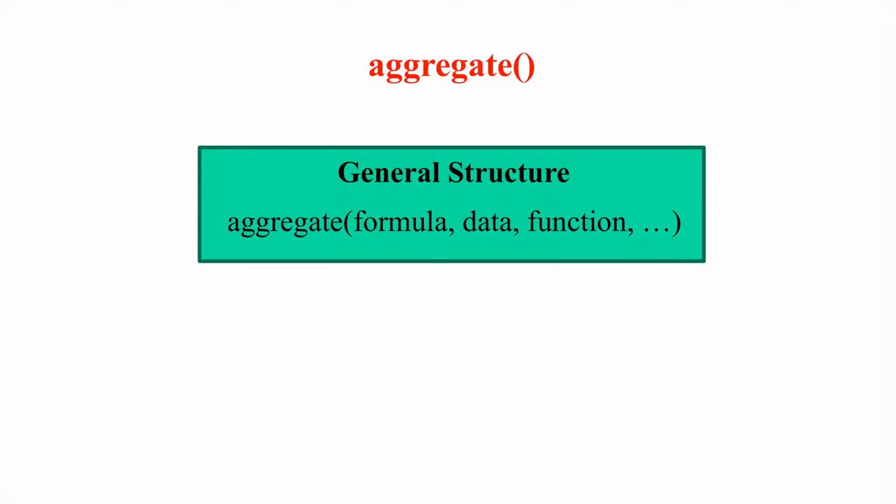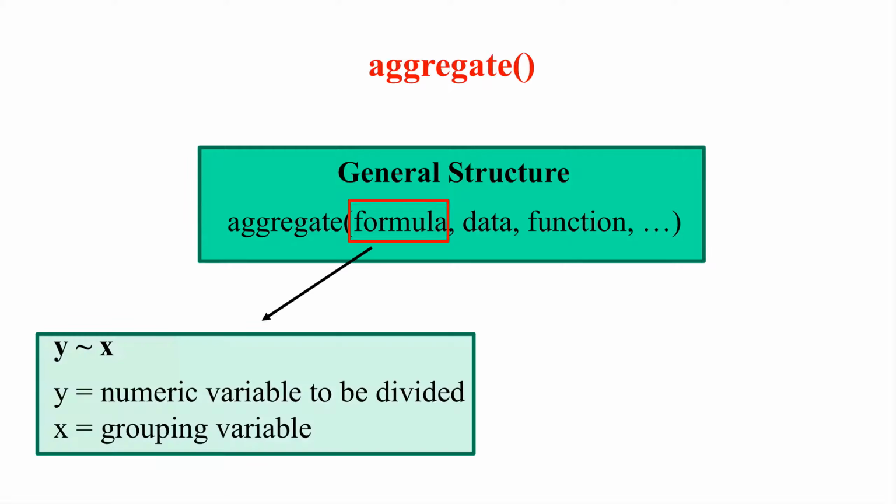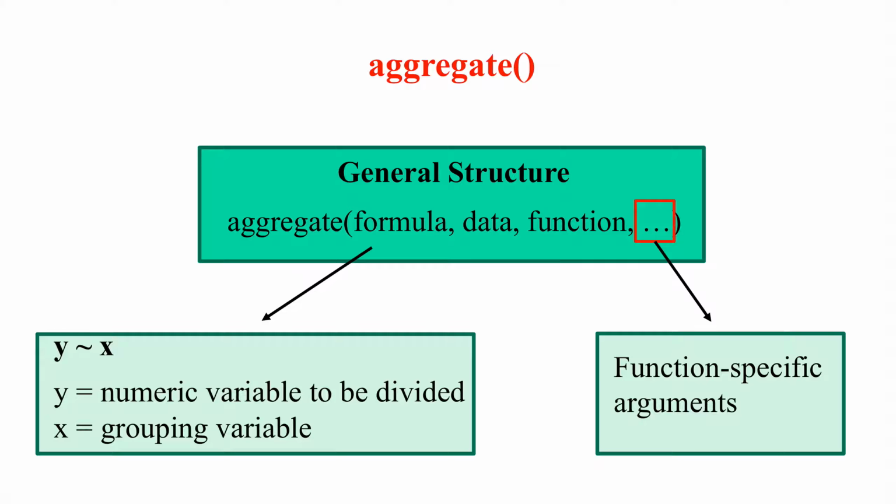So the function takes a minimum of 3 arguments. First we have a formula which takes the form of y tilde x, where y is a variable, typically a numeric variable, that we want to divide up into groups according to x, the grouping variable. Next, we specify the name of the data frame that contains x and y, or the list that contains x and y. And then we specify the function that we want to apply to each of the subsets of x. And there are function-specific arguments that we can indicate at the end of the function.